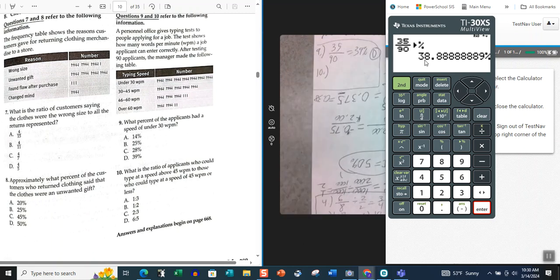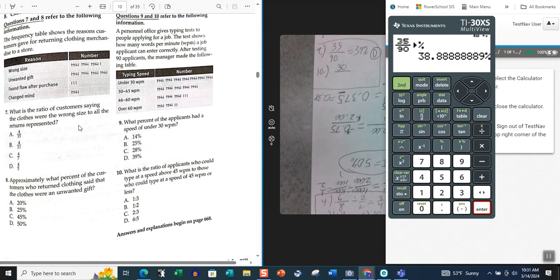So now we go to problem number 10. It says, what is the ratio of applicants who could type at a speed above 45 words per minute to those who could type a speed of 45 words or less? So they said above 45 words per minute. So that means that it's 46 and over. So that's 5, 10, 15, 20, 25, 26, 27, 28, 29, 30. So that's a total of 30.